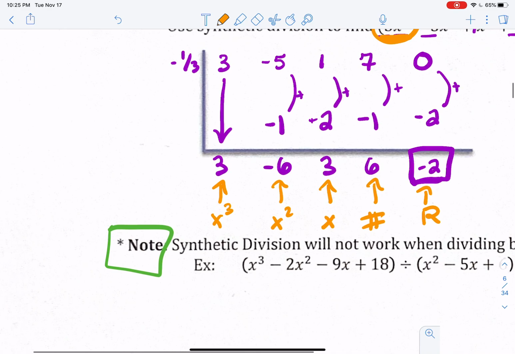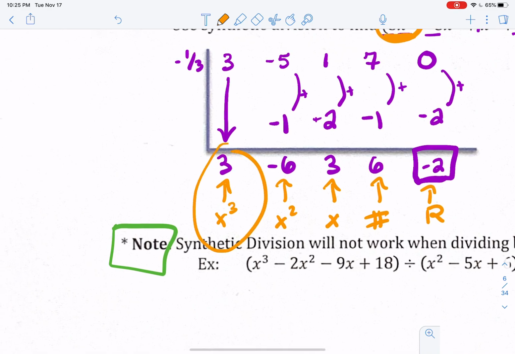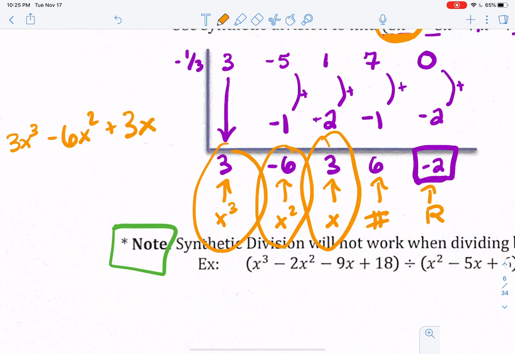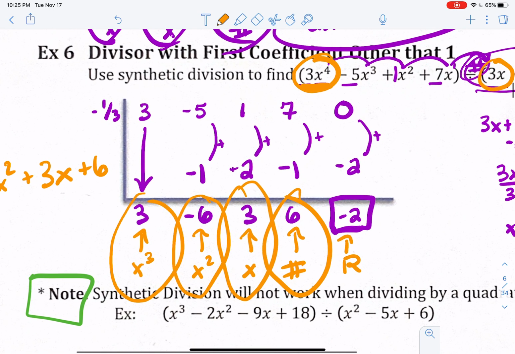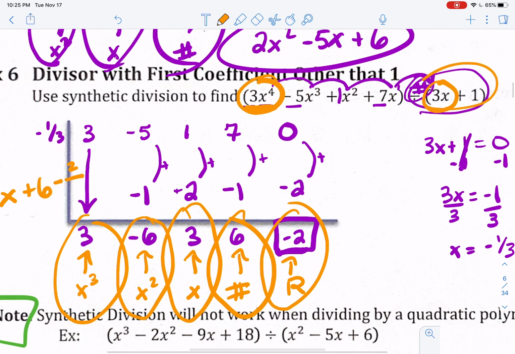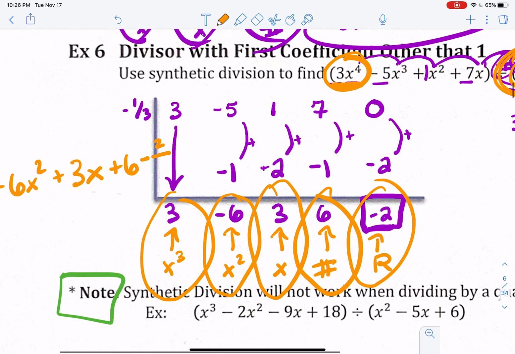So let's put all our numbers back in there. 3x to the third power is what I start with. Then this guy is negative 6x squared plus 3x. This 6 is just my number. And then I have a remainder of negative 2. So I'm going to put minus 2 over the thing that I was dividing by, which was 3x plus 1. So it's going to be negative 2 over 3x plus 1.